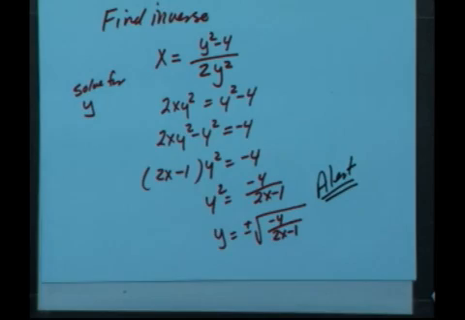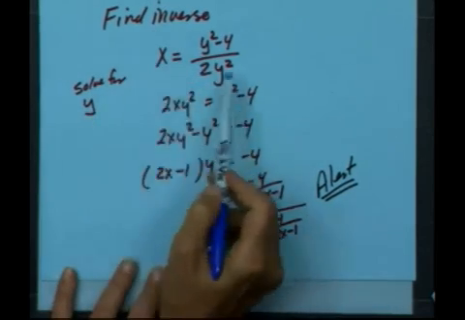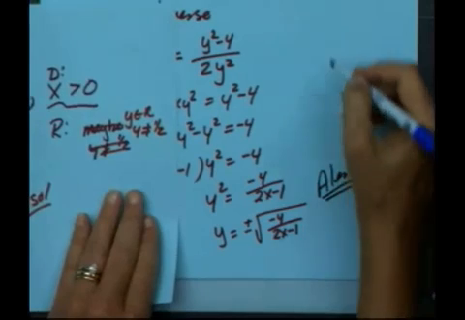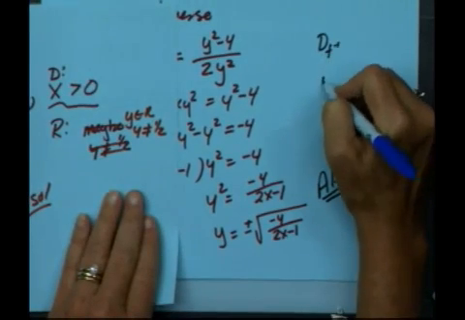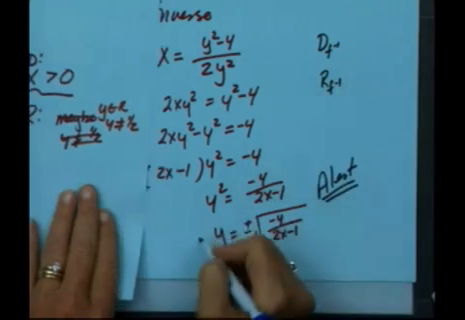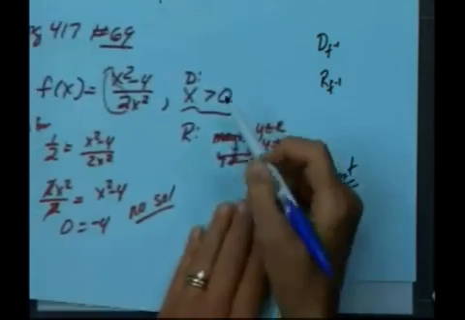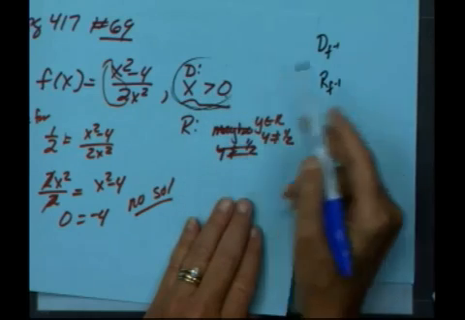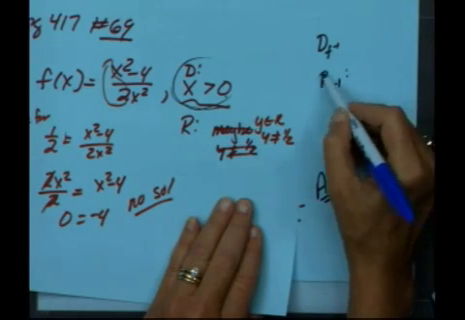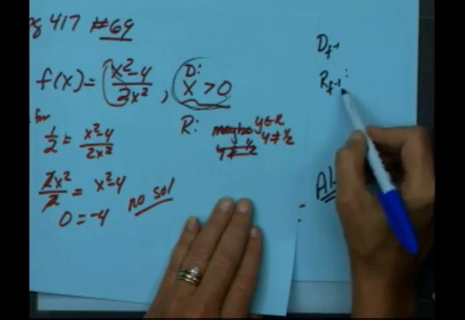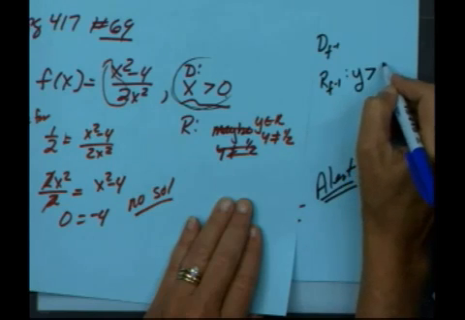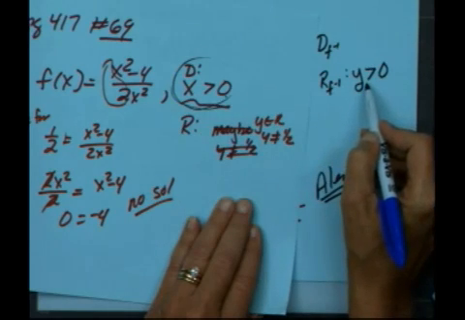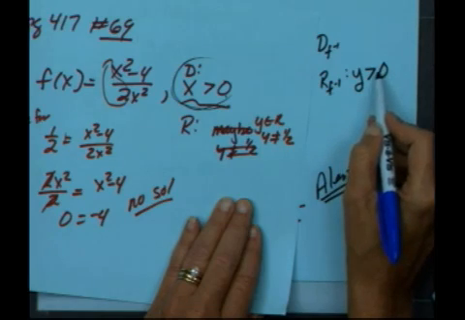Alert. The only thing I did to find the inverse was interchange x and y and solve for y. Now remember, we want the domain and the range for the inverse function. Because the domain for the original function is x greater than 0, what is the range for my inverse function? Y greater than 0. The domain of the original becomes the range of the inverse. Range would be y values.